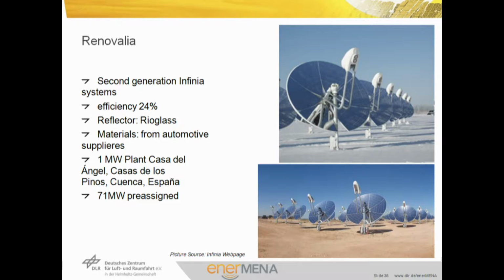Infinia has a strong collaboration with the Spanish development investment company Renovalia. Together, they developed the second-generation system, changing many components and heading strongly for the application of automotive production methods to reduce the cost of the system. The companies built their first demonstration plant close to Albacete, Spain, with a planned power output of 1 megawatt. The companies have applied and were accepted for the construction of several plants with a total power of 71 megawatts in the Spanish feed-in tariff.